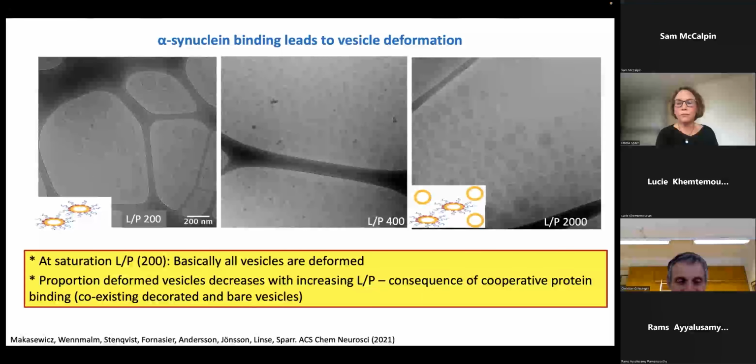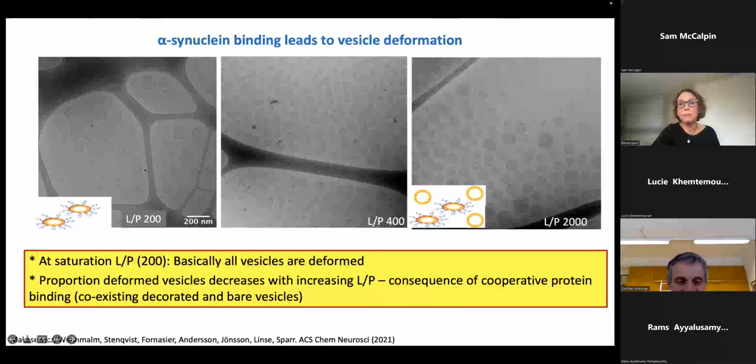Also in a membrane-free system or a dye-free system, we can get support for the same. So here it is, and I will come back to this in a little bit, but it's also been an observation in the literature for a long time that binding of alpha-synuclein to a vesicle leads to vesicle deformation. So we get this prolate shape of the vesicles that you see in these cryo-TEM images.